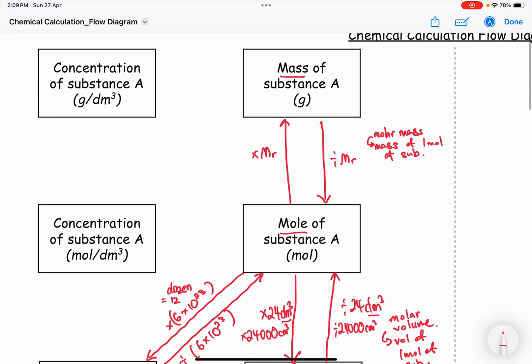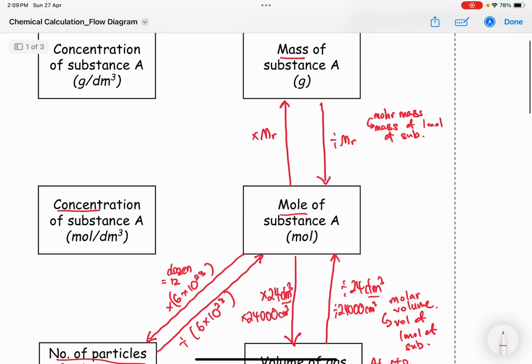Now I'm going to add in another 2 more. Next one is concentration. Now concentration, if you look at the units, is mole per dm cube. From the units you can see that dm cube is a volume and mole is mole. So to find concentration, it is mole divided by volume. Hence, if I have a mole of a substance and want to convert to the concentration in mole per dm cube, I need to divide it by the volume. And this volume needs to be in dm cube.